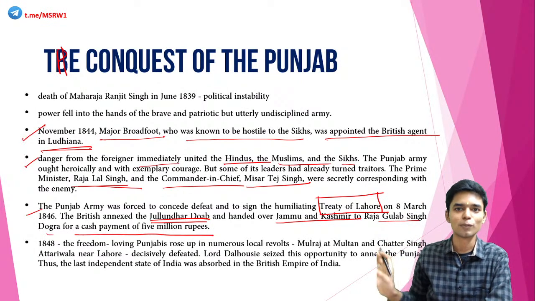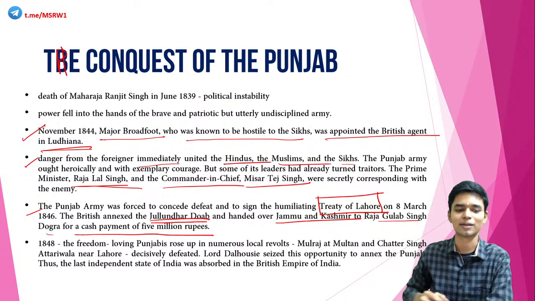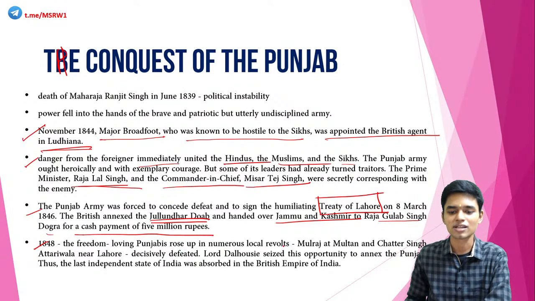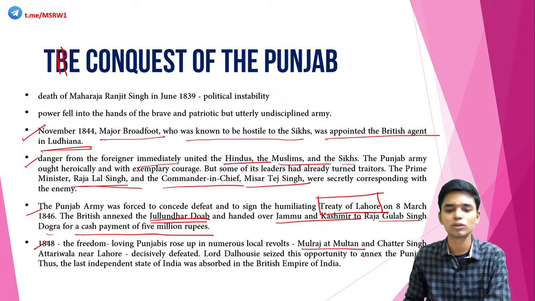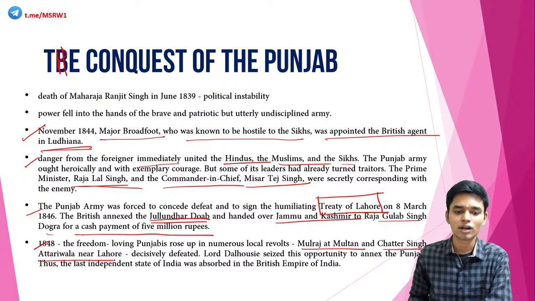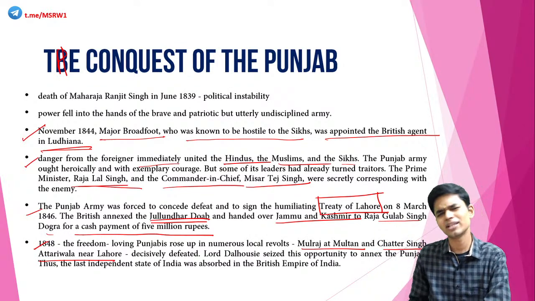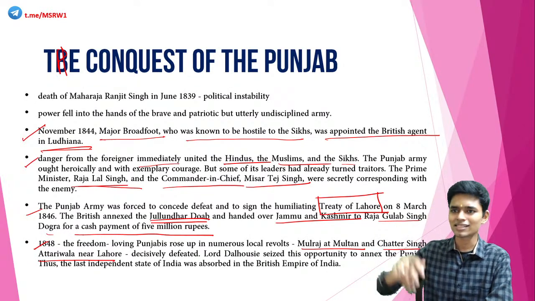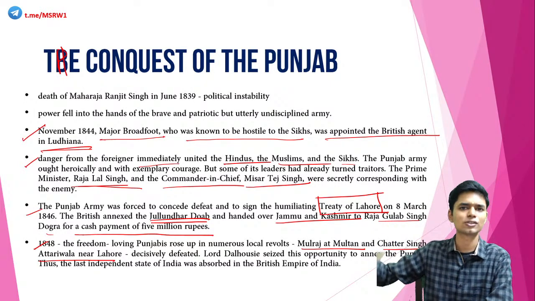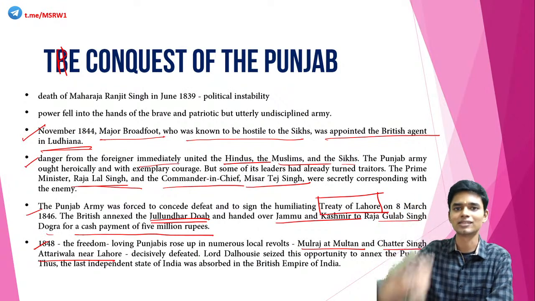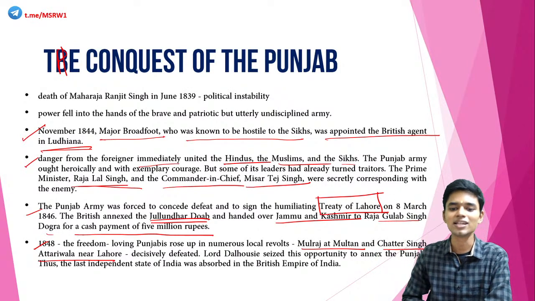Now there is no other power in India against Britain. Britain is the sole leader. In 1848, the freedom-loving Punjabis rose in numerous revolts, for example Mulraj in Multan and Chhattar Singh Atariwala near Lahore. Such rebellions started forming in 1848, but they were no match for British power. These rebellions were not properly organized or planned. The British army, on the other hand, was extremely well trained and well disciplined, so they were able to easily defeat the Punjab rebellions.